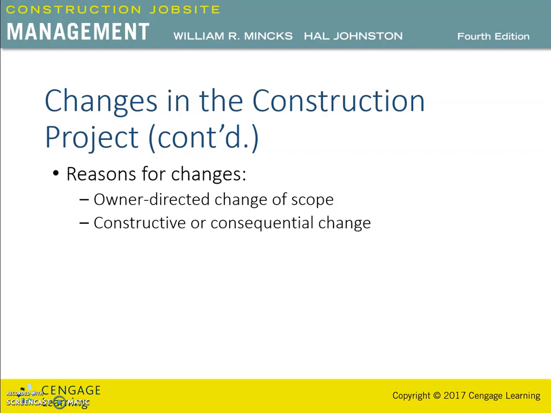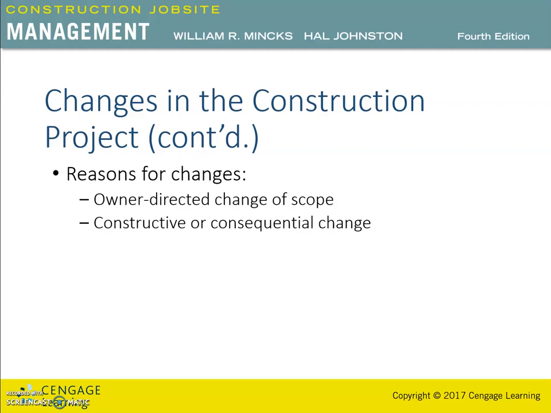Then there are the constructive or consequential changes. In the constructive change, the architect or the owner's representative causes the contractor to perform work outside the contract. This change could occur from a simple defective specification to a directed change in the contractor's method of accomplishing the work at hand. So construction document errors and omissions can fall into this category.